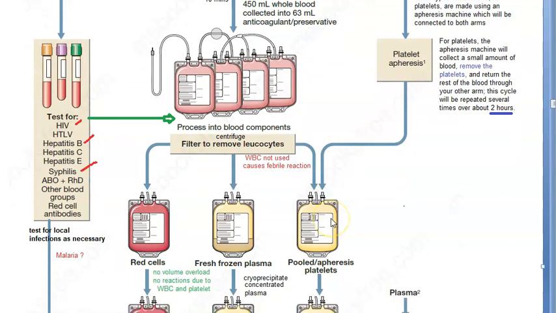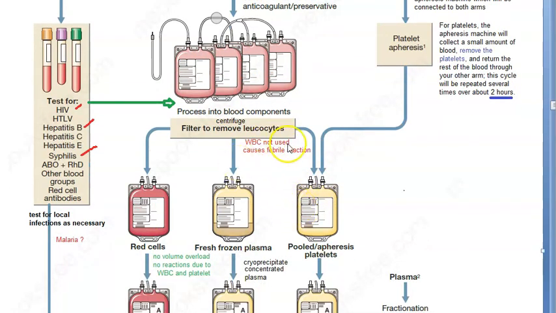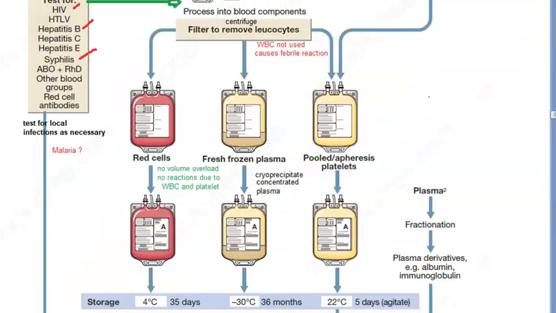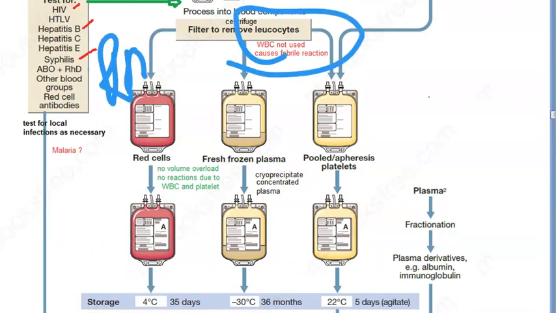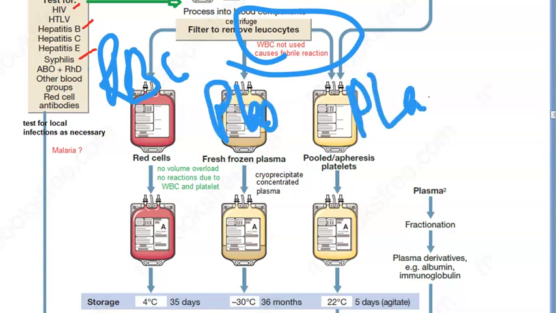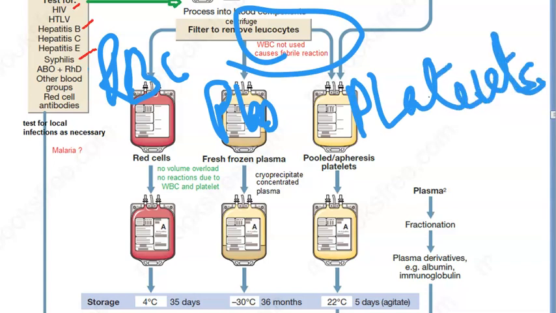They will centrifuge. They will remove WBCs and throw them. WBCs are not at all used because WBCs cause febrile reaction. So you can see here we have written WBCs cause febrile reaction. So remove WBC. What else do you have? You have RBC, then you have the plasma, and then you have the platelets. Okay, you're separating all this. So 3 things you got: RBC, plasma, platelets.